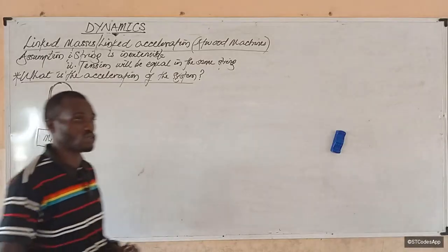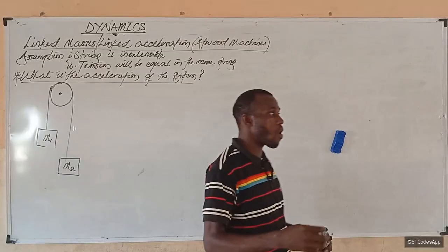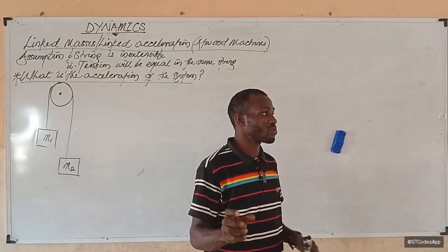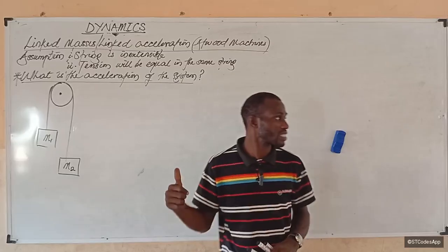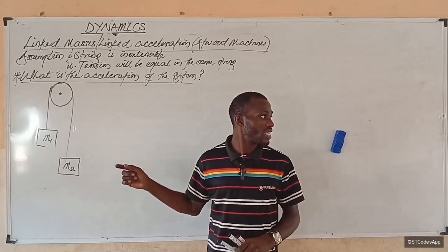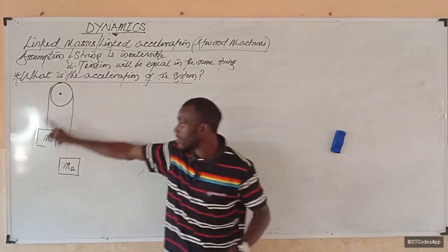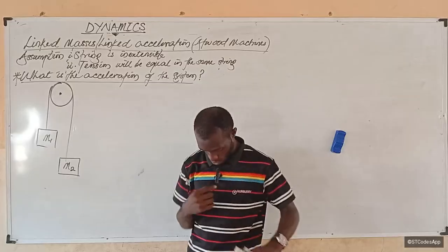It's very simple. Now what you want to do is draw the free body for each of the bodies. Now it's not compulsory, but you can easily show the forces acting on each body. Let me show you how to do that.